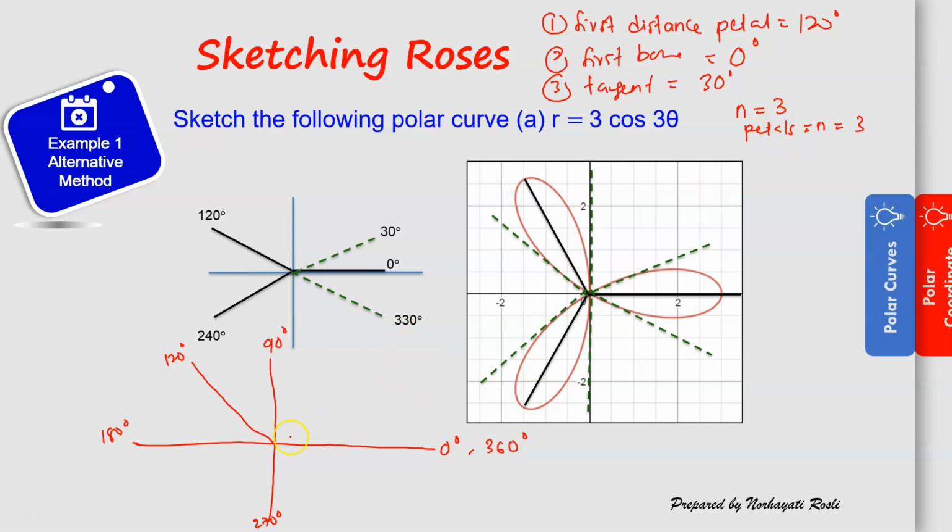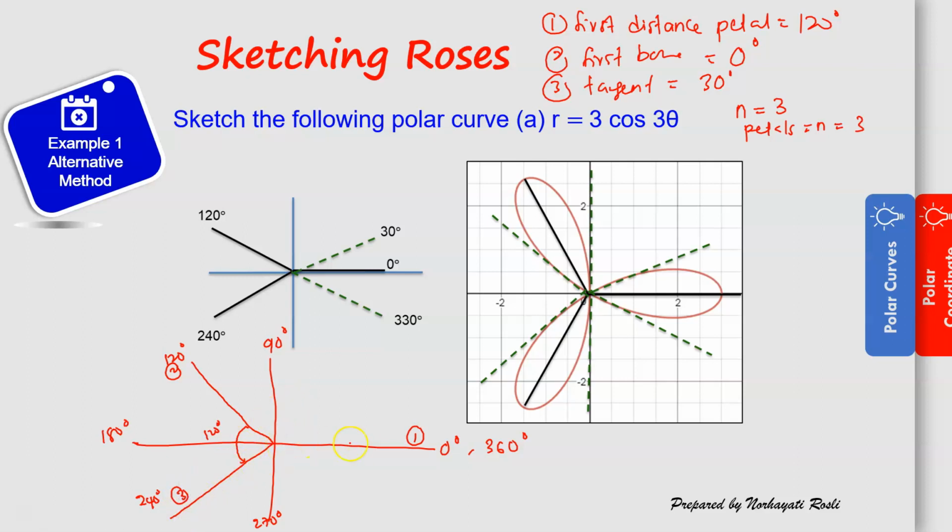So you will have 3 petals here. In this case, this is your first bond. This one will be your second bond, and you need another bond, because you have 3 petals. So for another bond, we need to add 120 degree, so we will have 240 degree for this one. So this is our third bond.